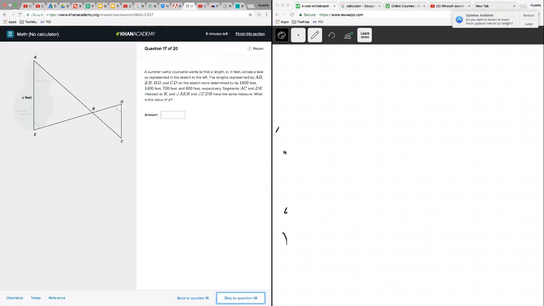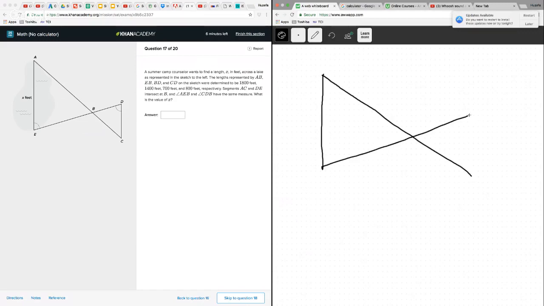That one was good. Now let's do this guy here. We've got a summer camp counselor who wants to find the length x in feet across a lake represented in the sketch here. So we've got to find x like this. The lengths represented by AB, EB, BD, and CD on the sketch were determined to be, oh wow. They give us all of these, so let me try and redraw this because I've got to fill it in.